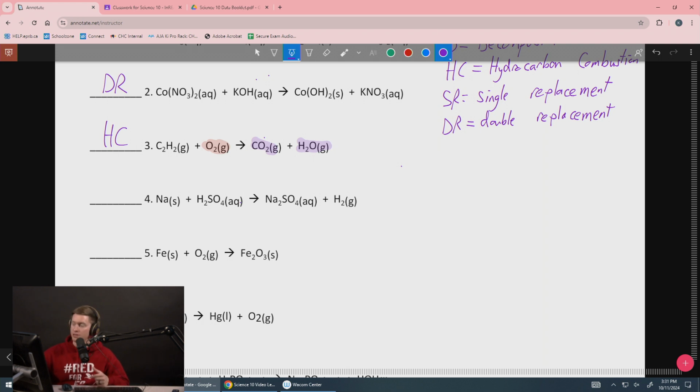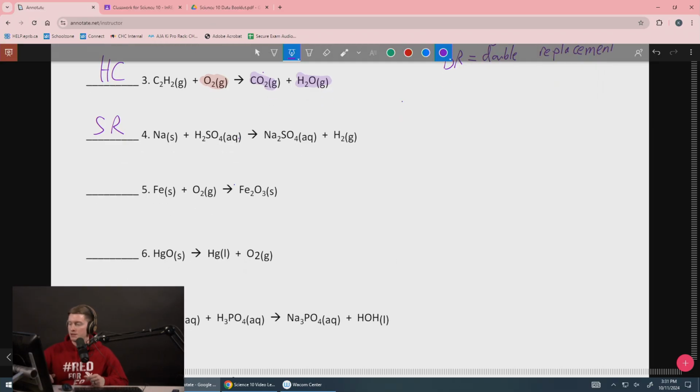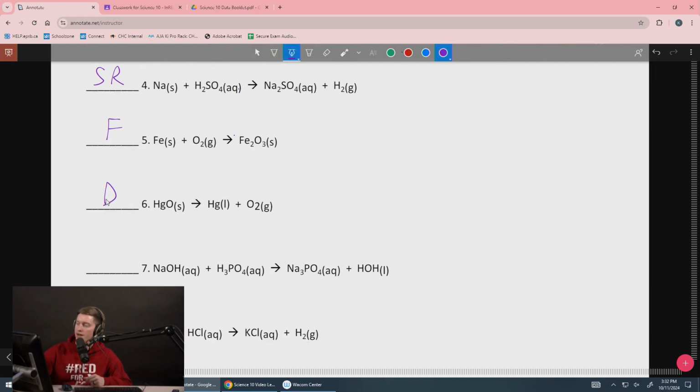Compare that to 4, where you have an element on one side and a different element on the other side. This element is reacting with a compound. This is a single replacement. Number 5, I have two elements coming together. There's only one symbol in each of these, so that's a formation. Iron plus oxygen forming iron oxide, which is the opposite of number 6, where I have a compound breaking down into two elements.